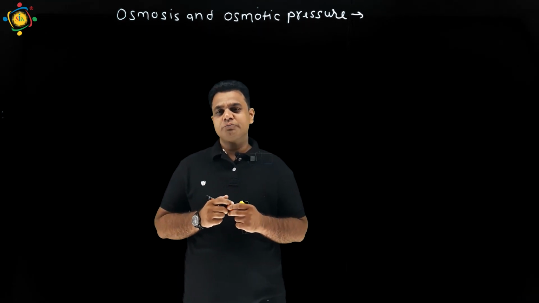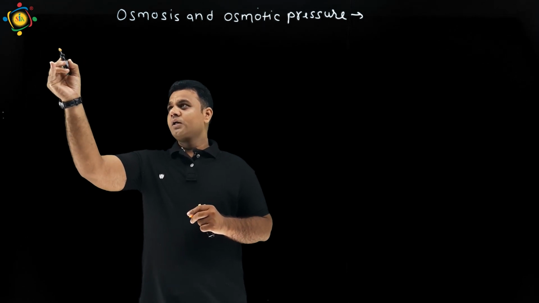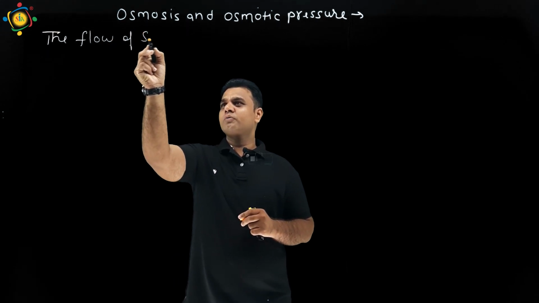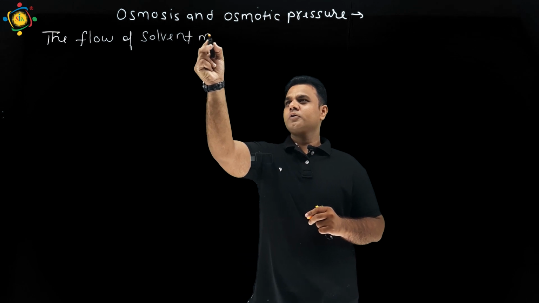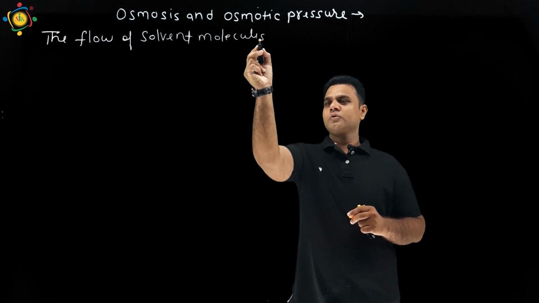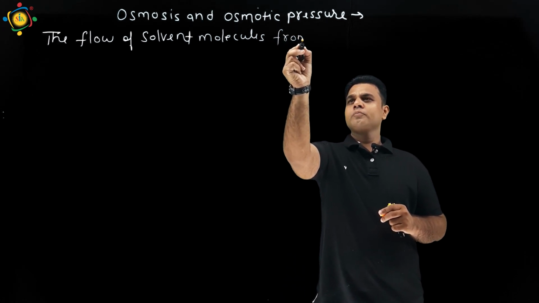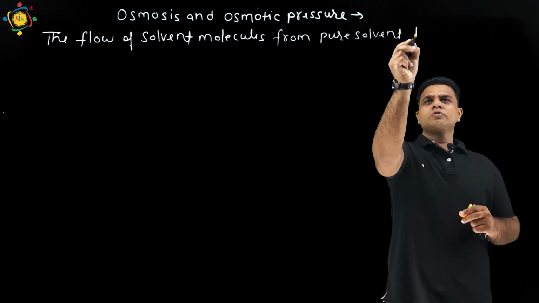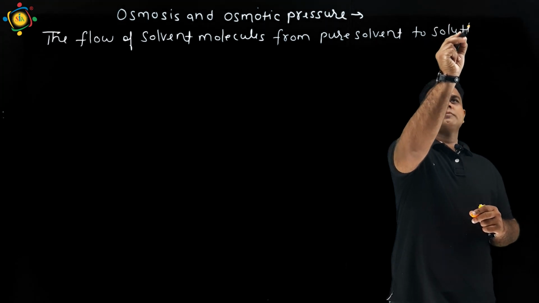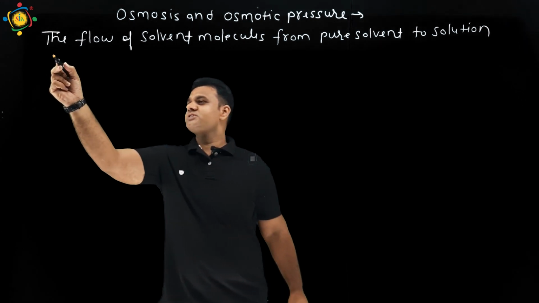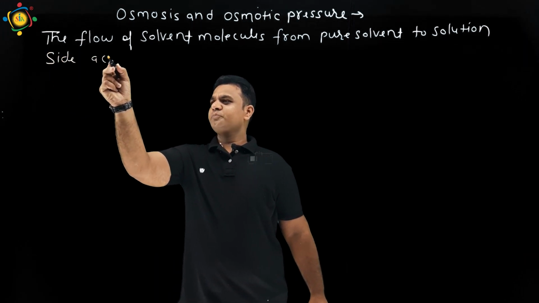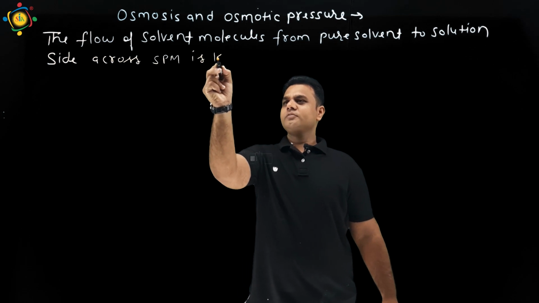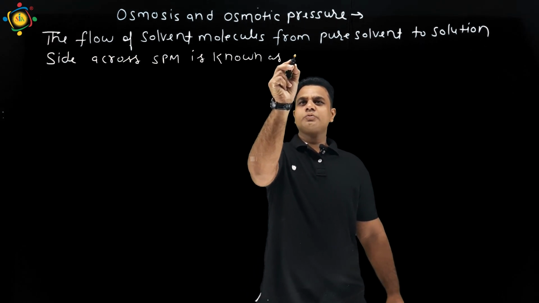So students, what is osmosis? In terms of chemistry, the flow of solvent molecules from pure solvent to solution side across SPM is known as osmosis.